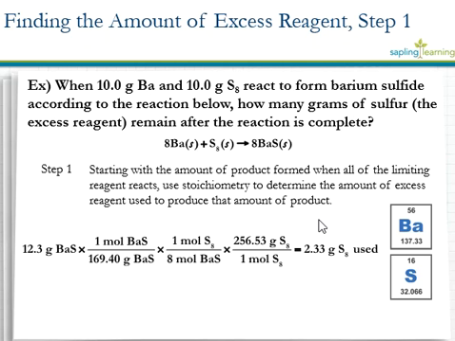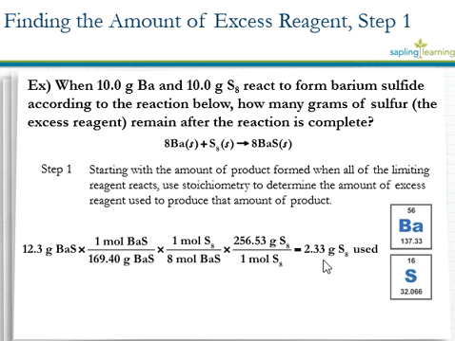In order to do that, you take the amount of grams that we know we produced. A couple of slides back, we just calculated the limiting reagent would only produce 12.3 grams. So now if we take that amount and we determine, well, if this is all we produce, then how much sulfur did we use? So we do our conversion to moles, mole ratio, and then we figure out how much sulfur we would have needed for that amount of barium sulfide.